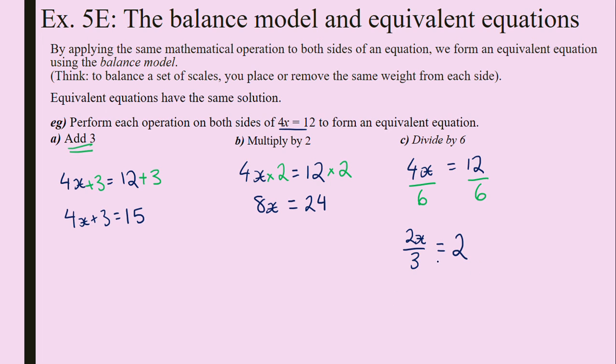And again, we can substitute to check. 2 times 3 is 6, and 6 divided by 3 is 2. So in all cases, by applying the same mathematical operation to both sides of any equation, regardless of what that operation is, we get the same answer or the same solution regardless, okay? I haven't got 2x over 3 now equals 12, because that would change the value of x completely, okay?